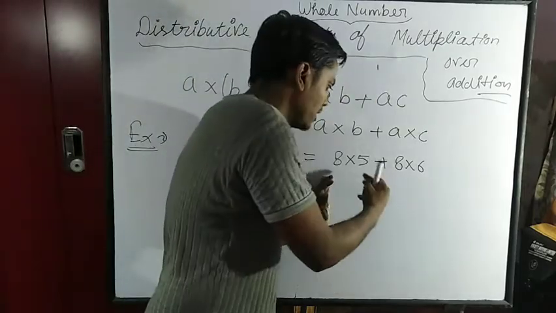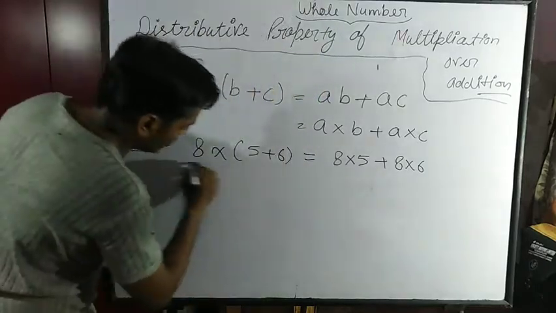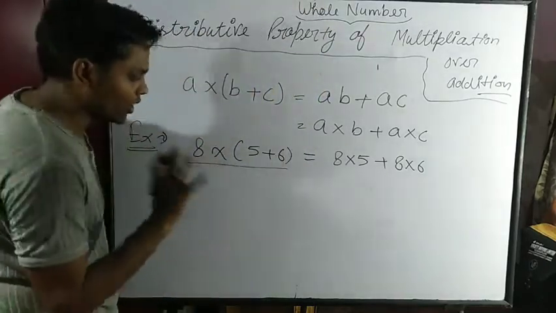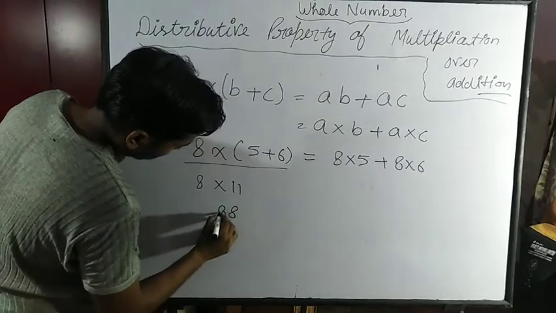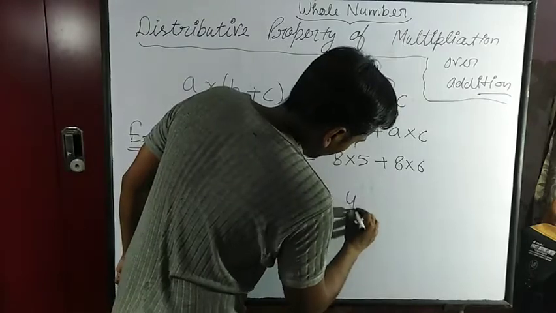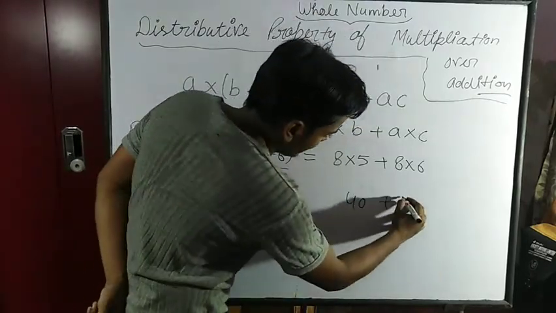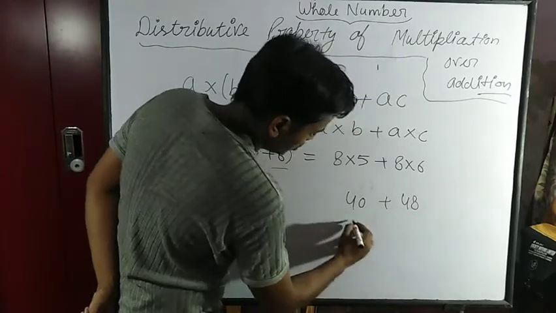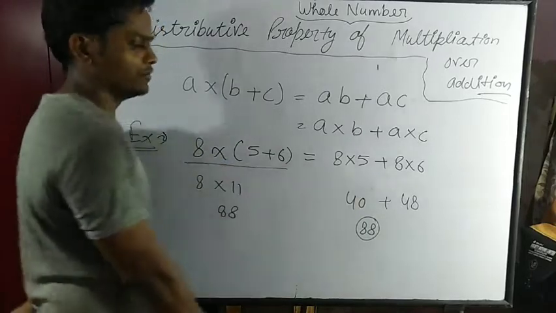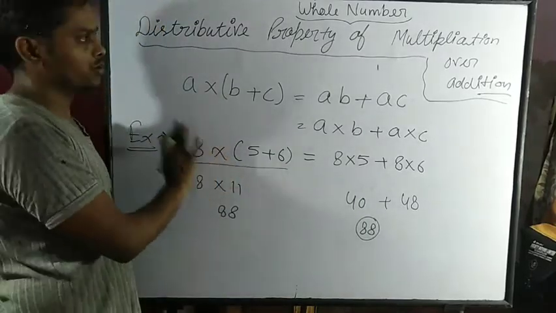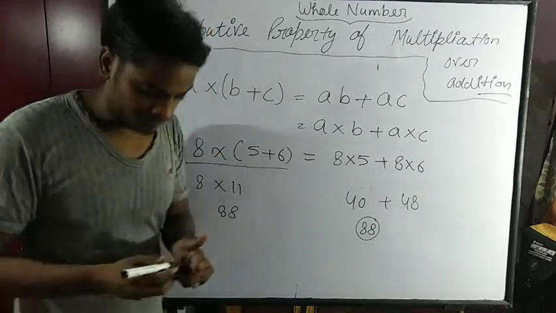We can expand this question like that. See, you can check whether the answer is equal or not. 8 into 11 is 88. Okay, now 8 into 5 is 40, plus 8 into 6 is 48. So it will become 88. See, this is the expanded form of this one. So this is the distributive property of multiplication over addition.